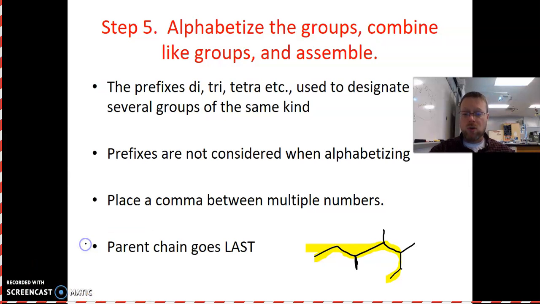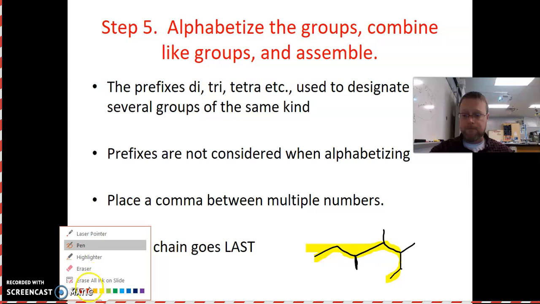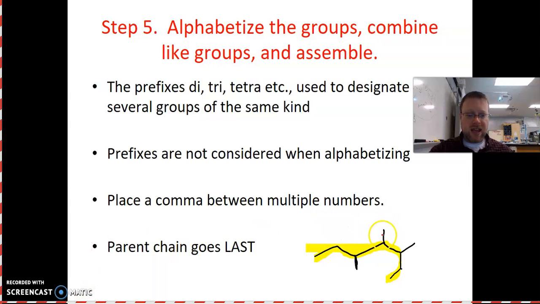Then you would want to identify your attachments. So it looks like here I have a methyl attachment. This is 1 carbon big. Here I also have a methyl. And here I have a 3rd methyl. So 3 methyls, and they're all attached to a chain.